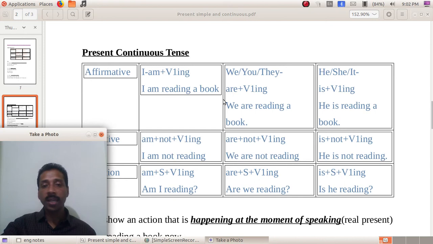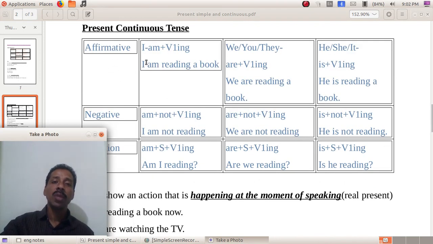So that is once more given in this table. In affirmative, along with the pronoun I, am is to be used. Am plus V1 ing. So am is used only with the first person singular pronoun I. And if it is we, you and they, are plus V1 ing form of the verb is to be used. So example, we are reading a book or they are reading books, etc. If it is third person singulars, he, she or it, is to be used. Is plus V1 ing. So he is reading a book, she is reading a book.